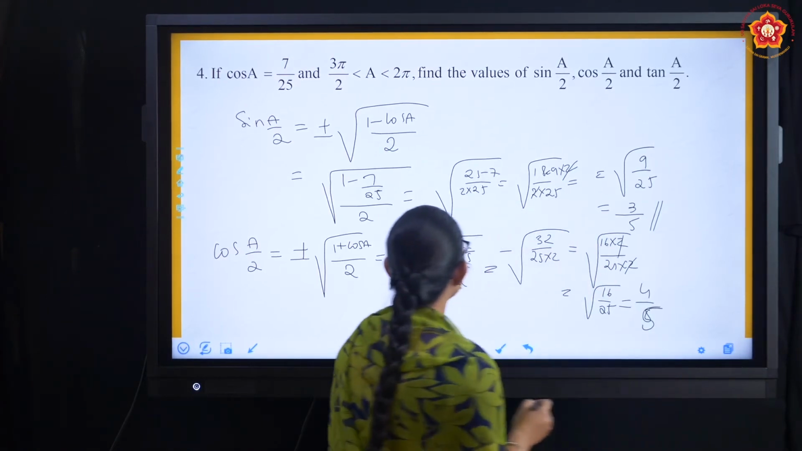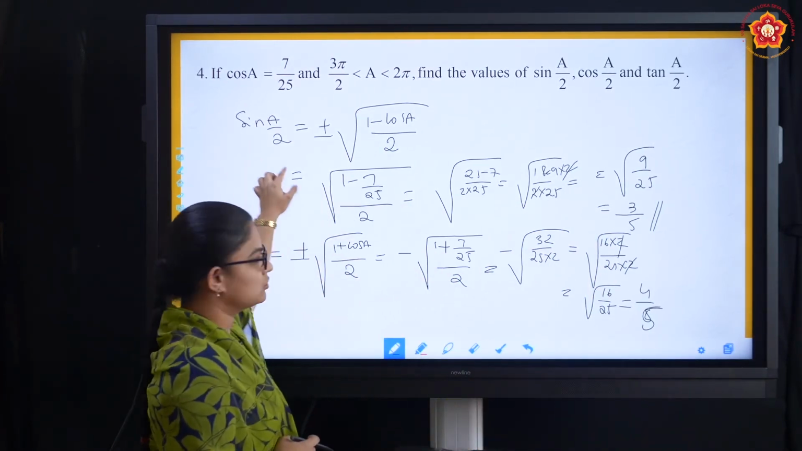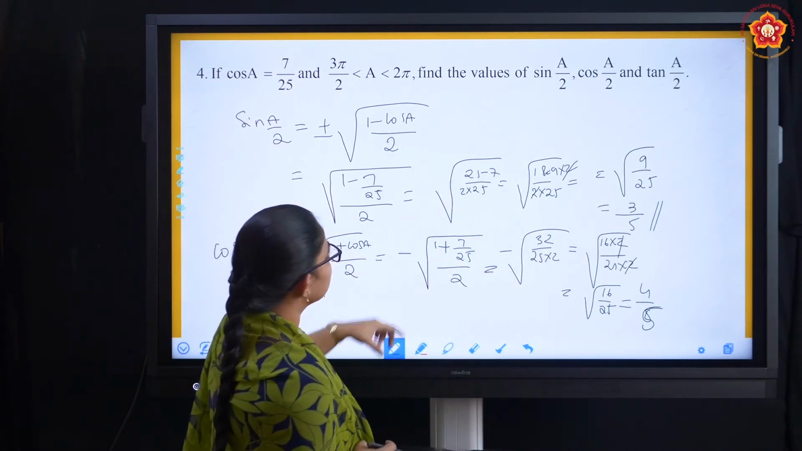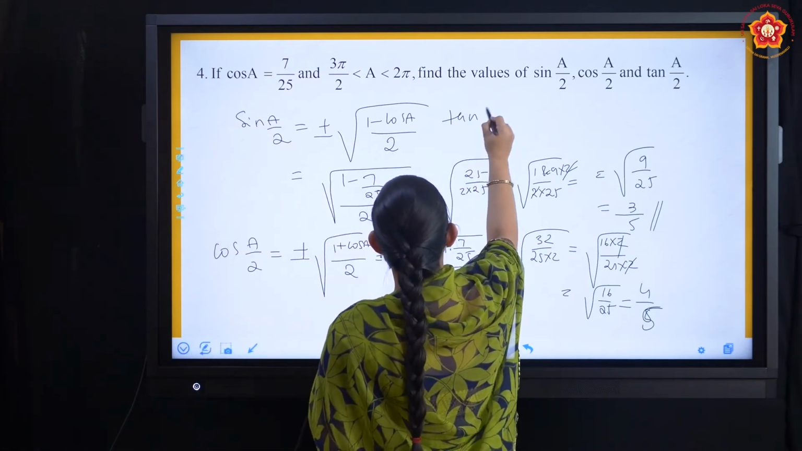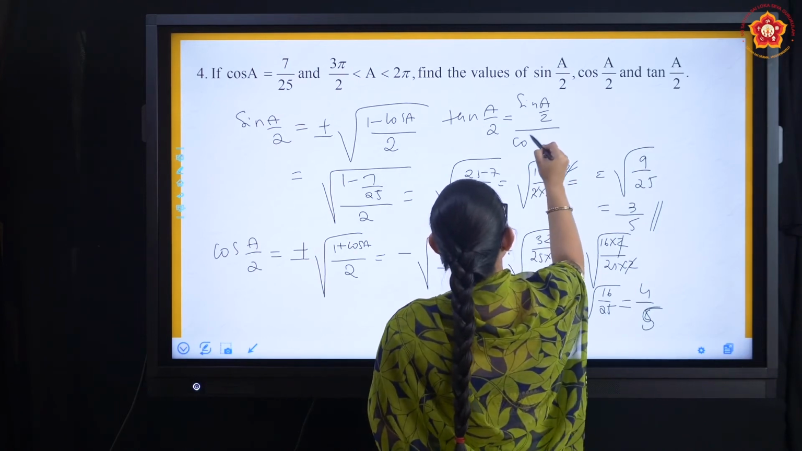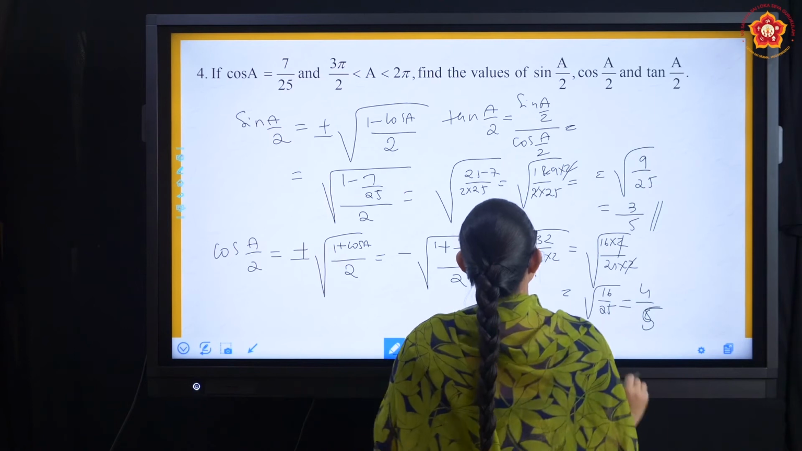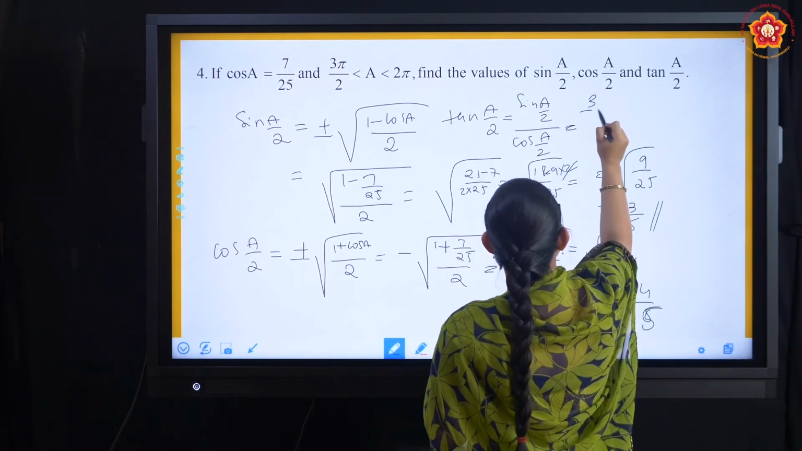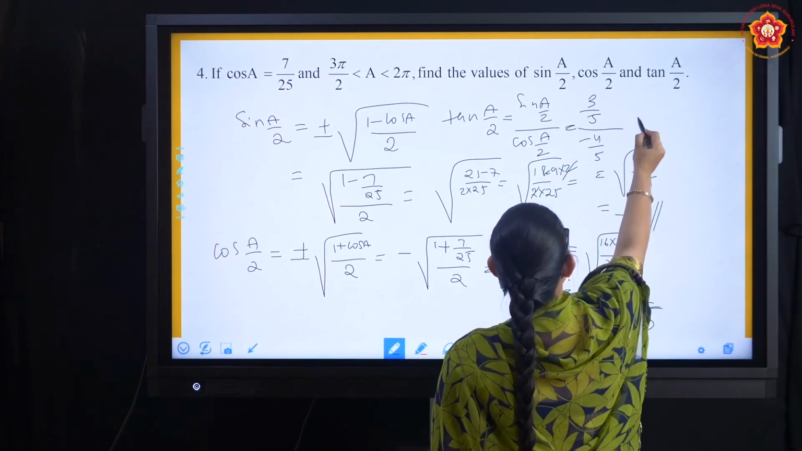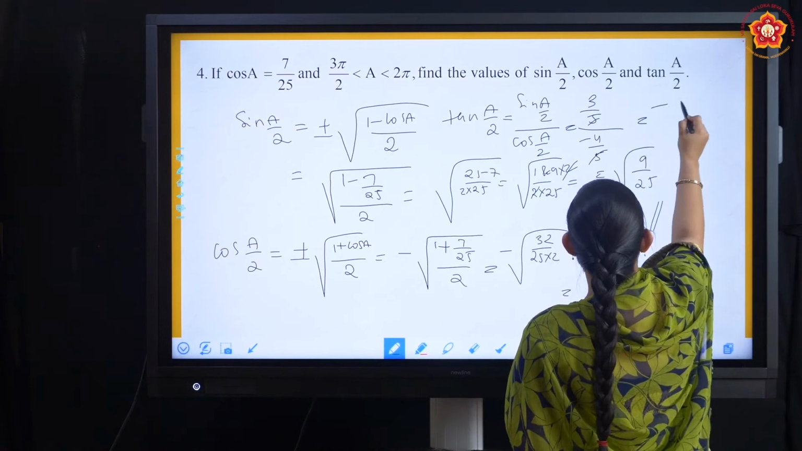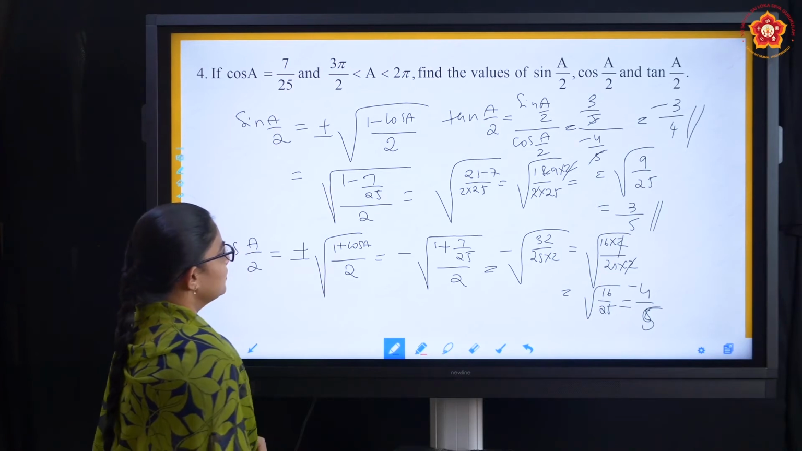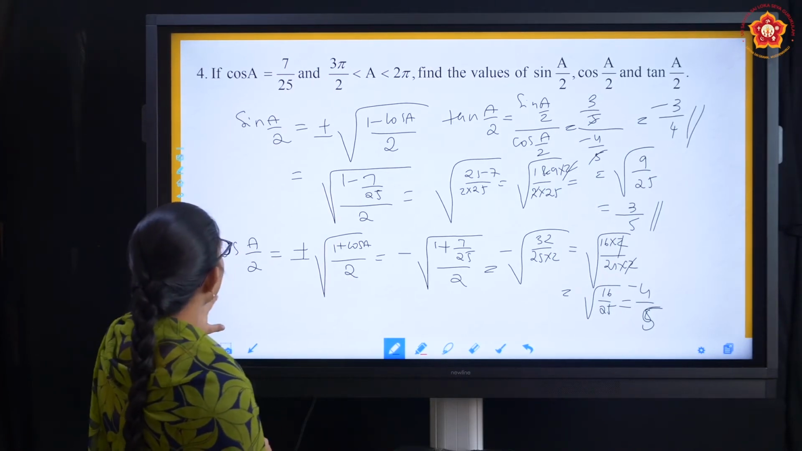So therefore we have the value for sin A by 2 as 3 by 5 and cos A by 2 as minus 4 by 5. Now by using them, we can find out what is tan A by 2. So tan A by 2 is equal to sin A by 2 divided by cos A by 2, which is nothing but sin A by 2 is 3 by 5 and cos A by 2 is minus 4 by 5. So we have minus 3 by 4 as the value of tan A by 2. This is how we can solve this type of problems.